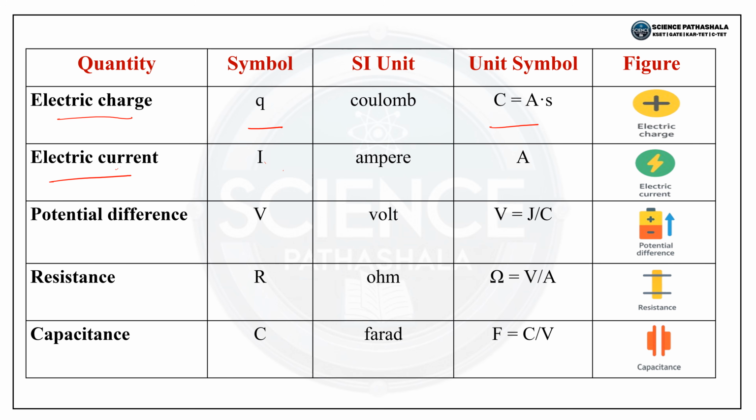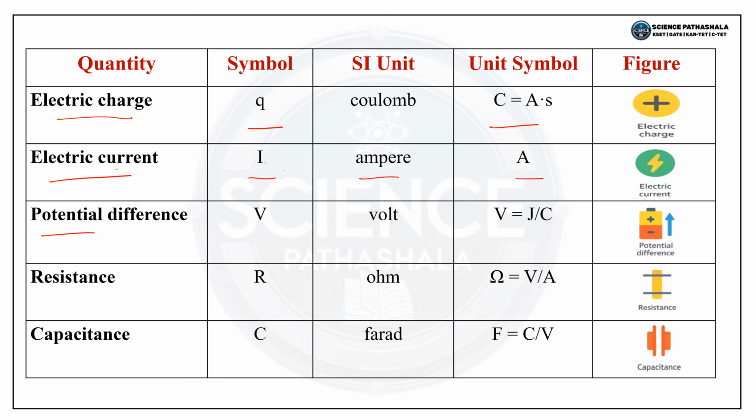The next is electric current. Electric current is the rate of flow of electric charge through a conductor. The symbol here is capital I. The SI unit is ampere. The unit symbol is capital A.